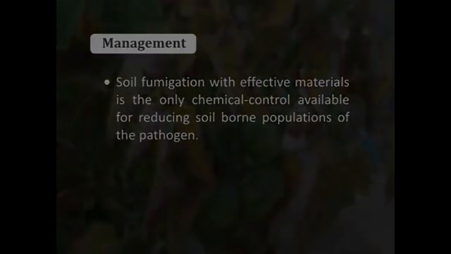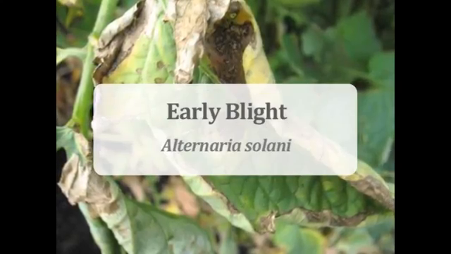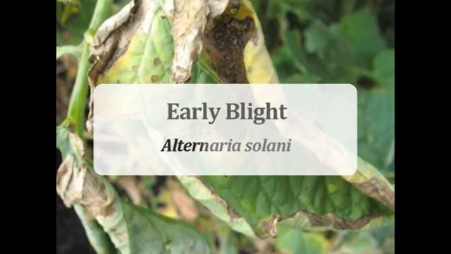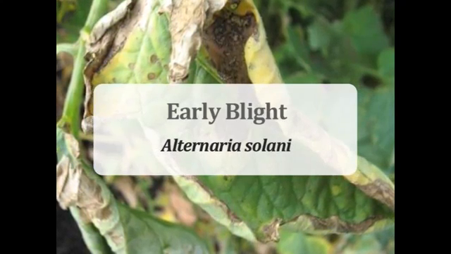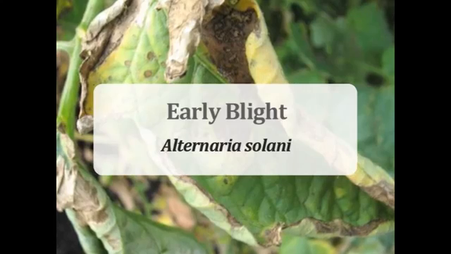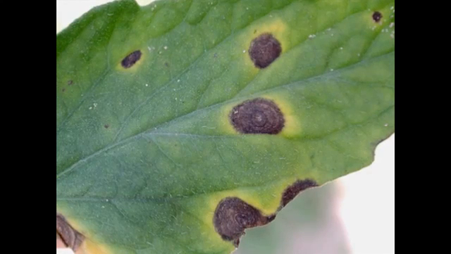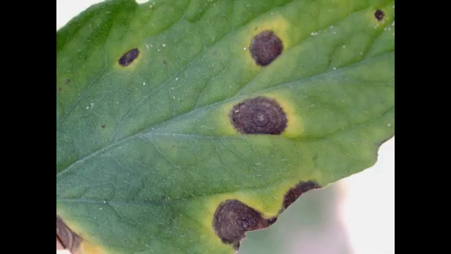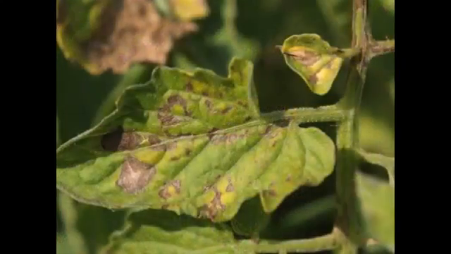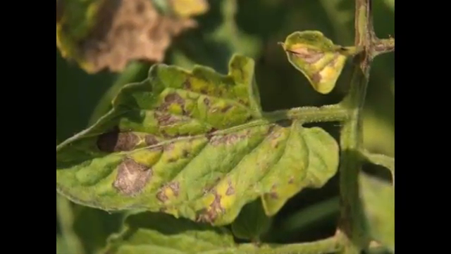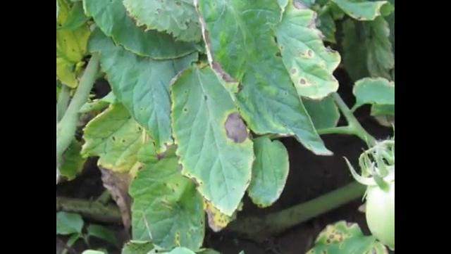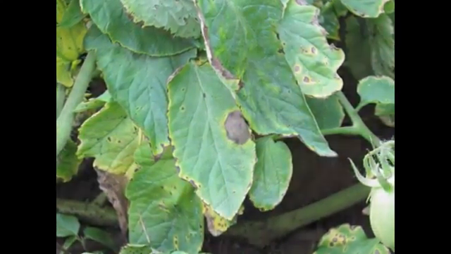Next important disease is the early blight. It is caused by Alternaria solani. Symptoms of the disease: the fungus attacks the foliage, causing characteristic leaf spots and blight. Early blight is first observed on the plants as small black lesions, mostly on the older foliage.